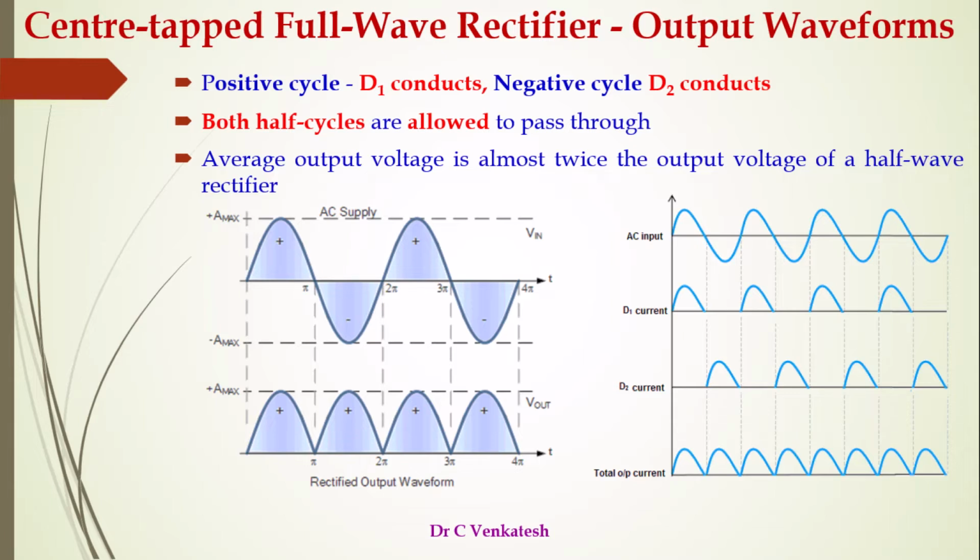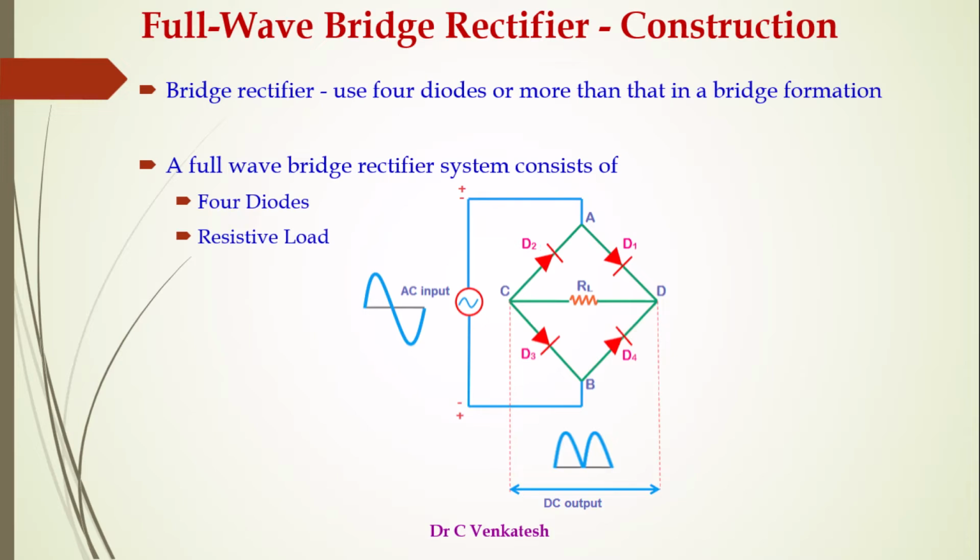In the figure, the left hand side is the AC supply, a sinusoid with positive half cycle and negative half cycle. The output is a rectified waveform, that is, in both half cycles we get output, hence the name full wave rectifier. On the right hand side, during the positive half cycle, we get D1 current, only the positive half cycle output. During the negative half cycle, D2 current. So the total output is D1 current plus D2 current, a pulsating DC voltage.